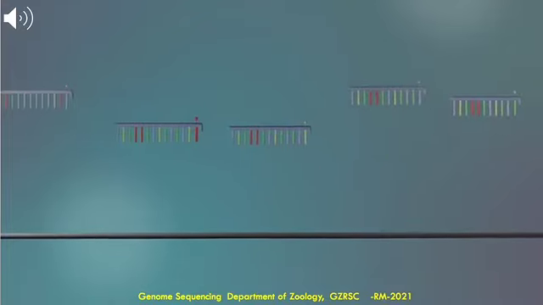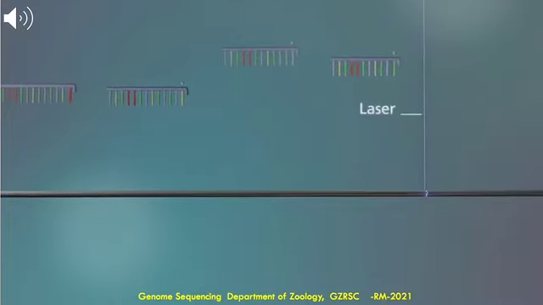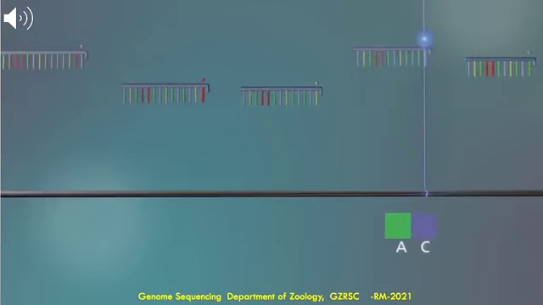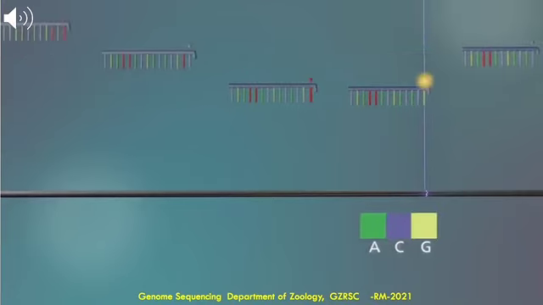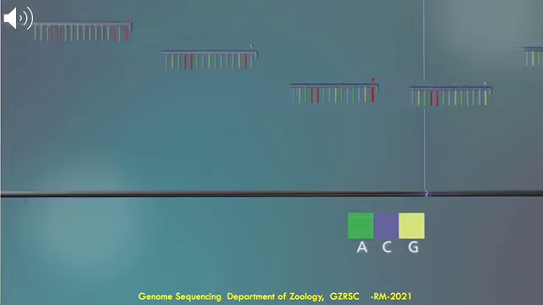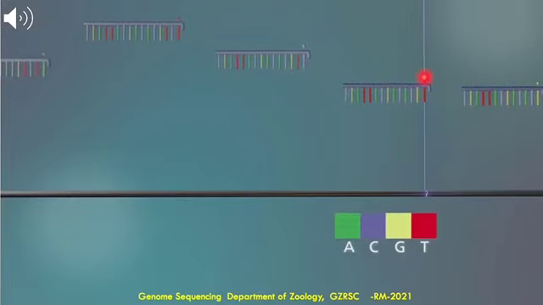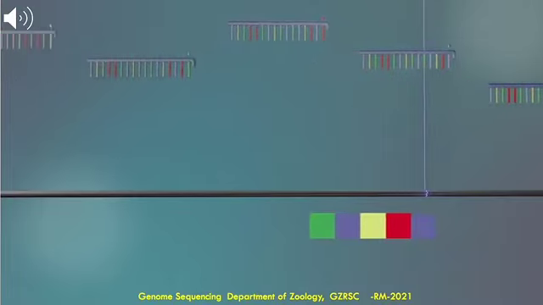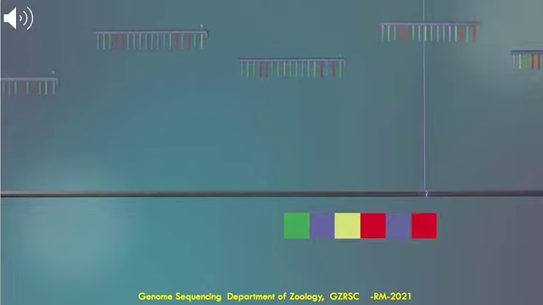As the DNA fragments come to the end of the capillary, the laser makes the terminator base light up. The color is detected by the camera and recorded. Each terminator base is labeled with a different color: A fluorescent green, C blue, G yellow, and T red. The shortest DNA fragments will be read first, and the longest read last.